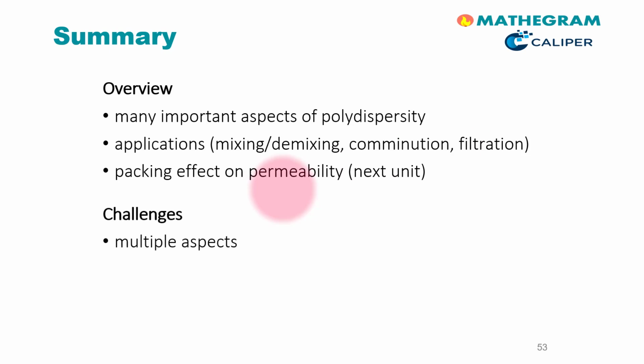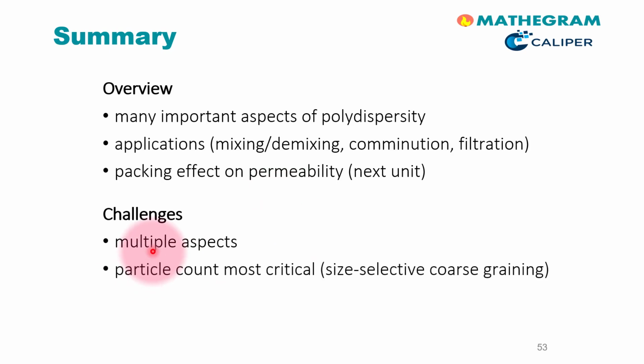We then continued with challenges in the field of polydispersity and the various aspects connected to it. Clearly, the particle count is the most critical aspect, and we have seen at the end of this unit that selective coarse graining with some tweaks might be one promising strategy together with more traditional approaches. Advanced algorithms, and the power of graphic processing units, in short GPUs, might be also helpful to tackle the huge challenges associated with DEM simulations of polydispersed flows.